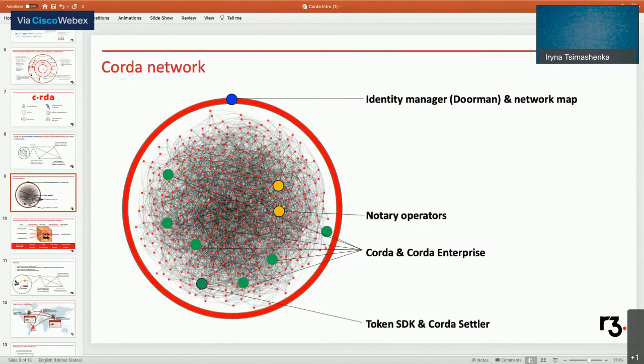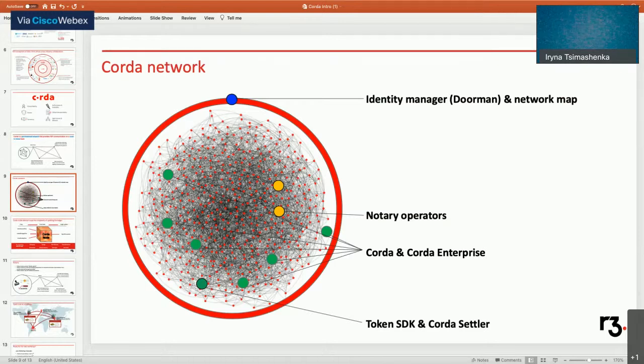So let's zoom out a bit and look at the Corda network. Over here you see Identity Manager, which is a service that onboards nodes into the network. You might think of it as a doorman. It issues certificates to verify permissioned network participants.